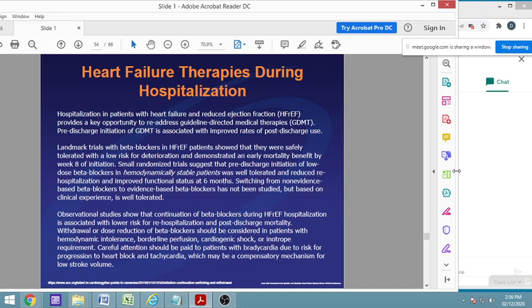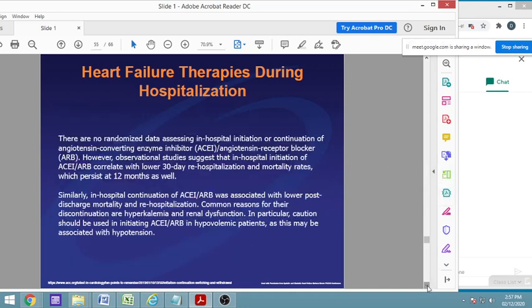This study shows that continuation of beta blocker during hospitalization is associated with a lower risk of rehospitalization and post-discharge mortality. Withdrawal or dose reduction of the beta blocker should be considered in patients with hemodynamic intolerance, borderline perfusion, cardiogenic shock, or inotrope requirement. Careful attention should also be paid to patients with bradycardia due to the risk of progression to heart block, and to tachycardia, which can be a compensatory mechanism for a low stroke volume.